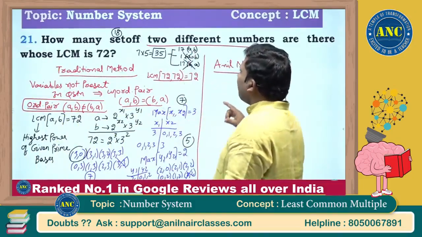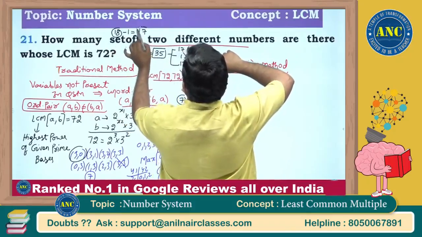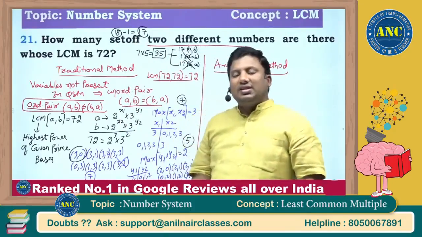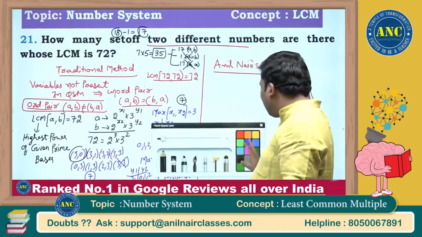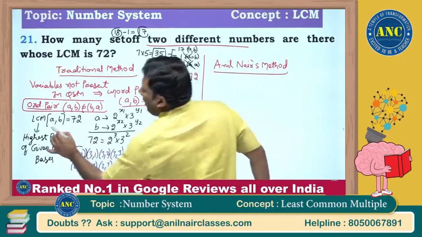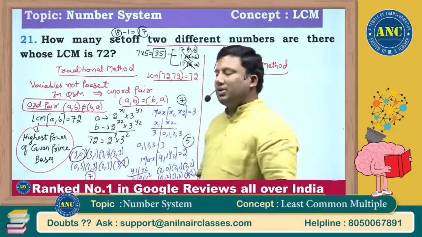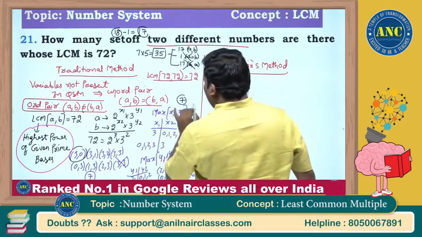If the question says different numbers, one more case needs to be eliminated, the case of 17, 17. What is the answer? 17 cases. I hope the idea is clear. The entire idea is based upon this point: LCM is defined as the highest power of the given prime bases.